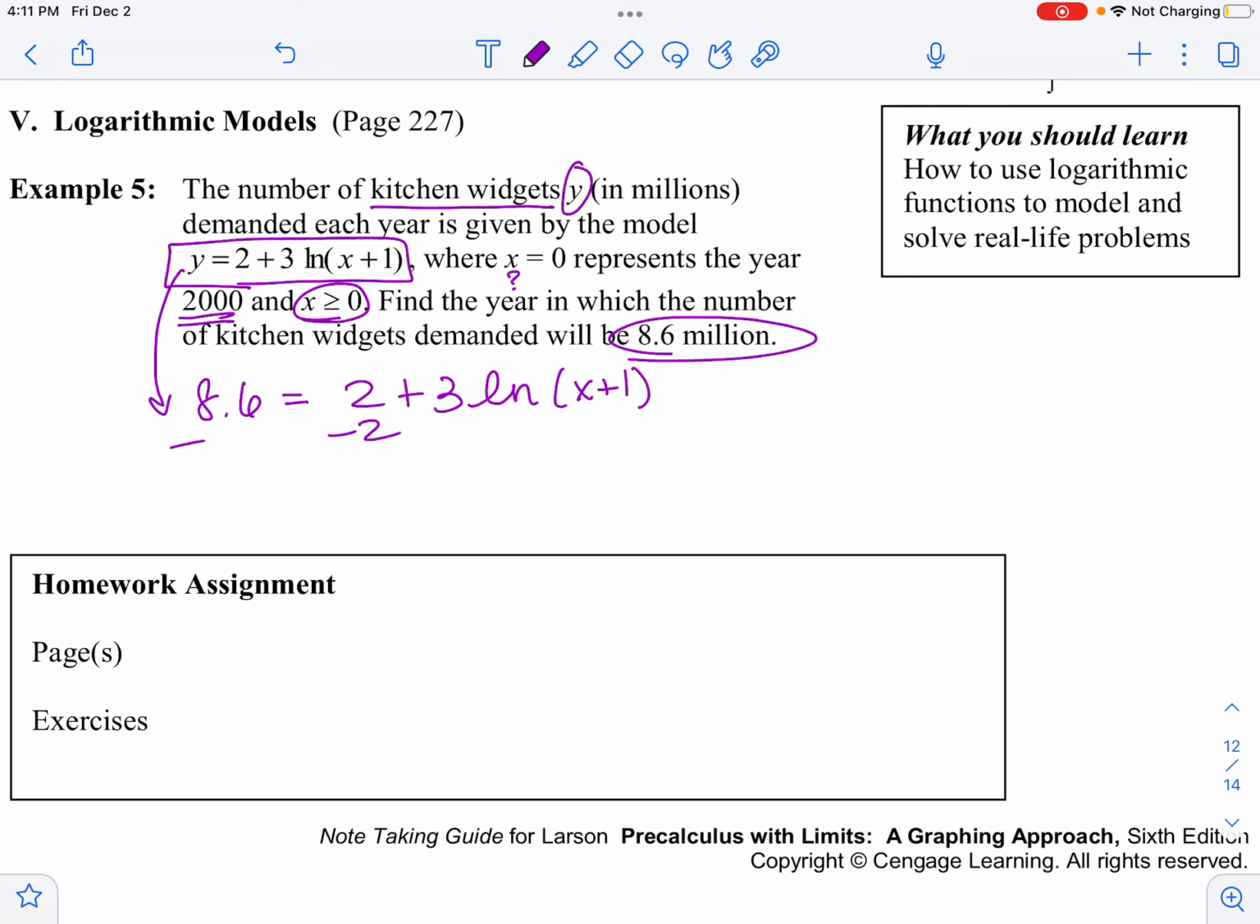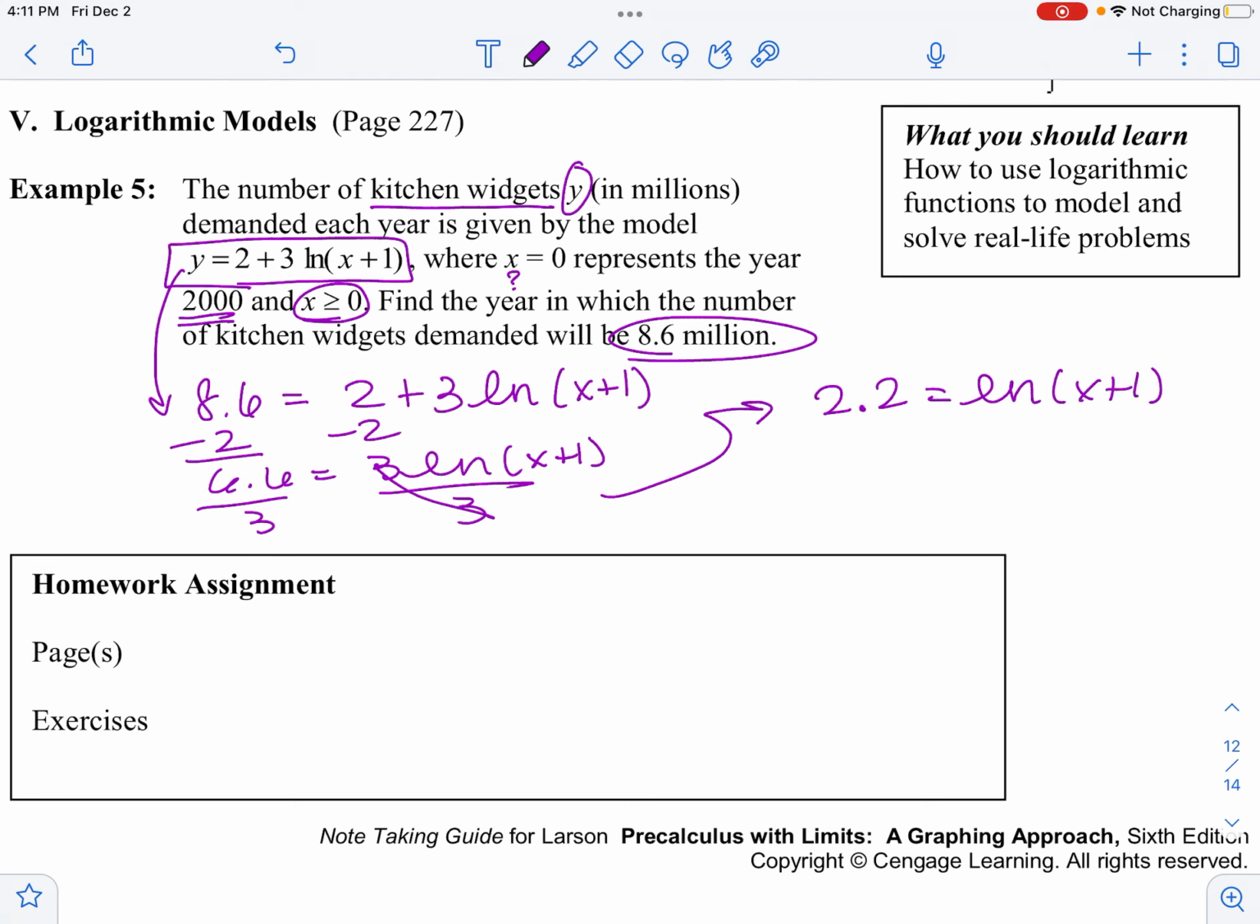So I'm going to start solving, and I get 6.6 equals 3 ln x plus 1. I'm going to divide both sides by 3. And so I get 6.6 divided by 3 is 2.2 equals the natural log of x plus 1. And then we're going to remember how to cancel out an ln, we're going to raise it by an e. So that cancels. We've got e to the 2.2 power equals x plus 1. To get x alone, we're going to subtract the 1, and we get x equals e to the 2.2 minus 1, which is approximately where x is 8.